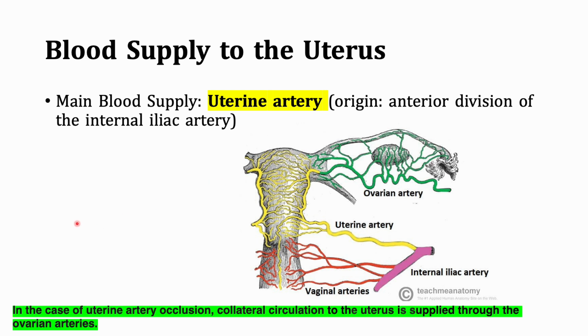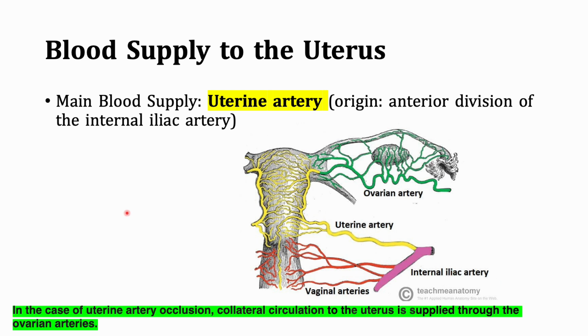So we talked about the blood supply to the vagina, and now we're going to talk about the blood supply to the uterus. So the main blood supply to the uterus is from the uterine artery, which is from the anterior division of the internal iliac artery. So this is a really good image. I really like this image just because it's color coded. Just helps a lot. So here's the uterus and then the uterine artery, and it's coming off the internal iliac artery.